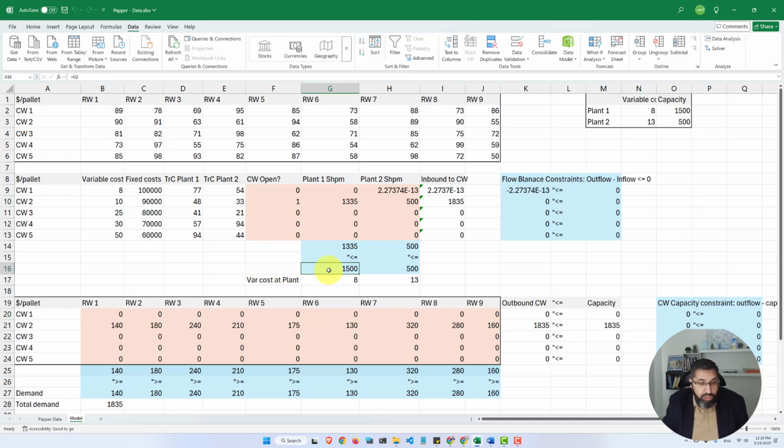I was expecting we would use up all of 1500, but somehow it's optimal to use 1335 here and 500 here, even though the variable cost is higher here. You can see the variable cost is higher, but this also saves on transportation costs. So this difference right here is exactly about $15, and then we do save some money here. So it actually is cheaper to use plant 2, not plant 1, because even though the variable cost is cheaper here, when you ship to central warehouse number 2, it's cheaper to use plant 2 because you save so much on the transportation expense.